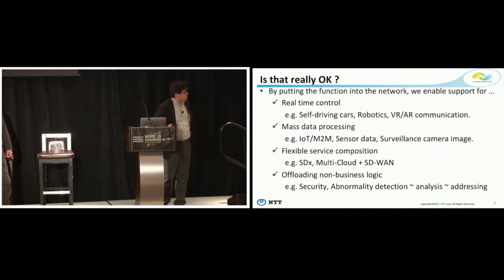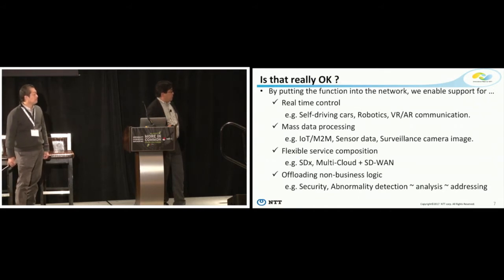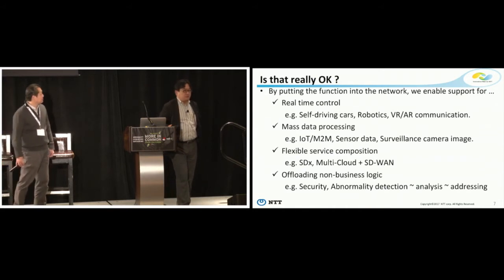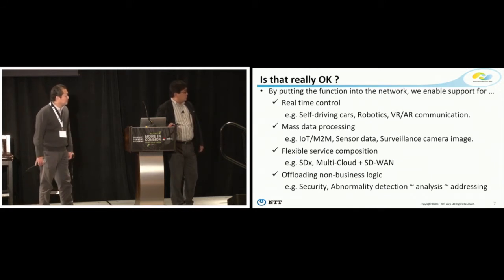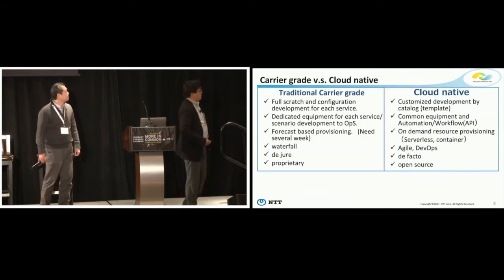By putting the function in the network, we can support real-time control for self-driving cars. We can support mass data processing for IoT M2M services. We can support flexible service composition for SDx service. Even middle B partner can offload non-business logic, such as security issues. Security is a very important factor to implement the service, but sometimes it is difficult to handle. So if middle B partner can offload the security issues to the carrier, they can concentrate on their main service logics.